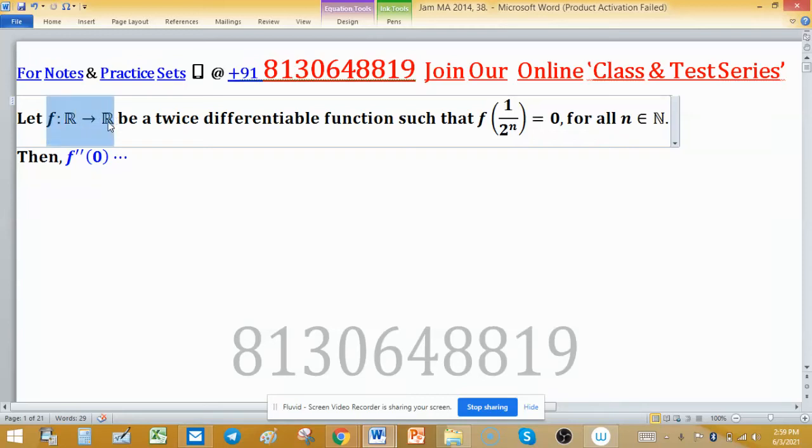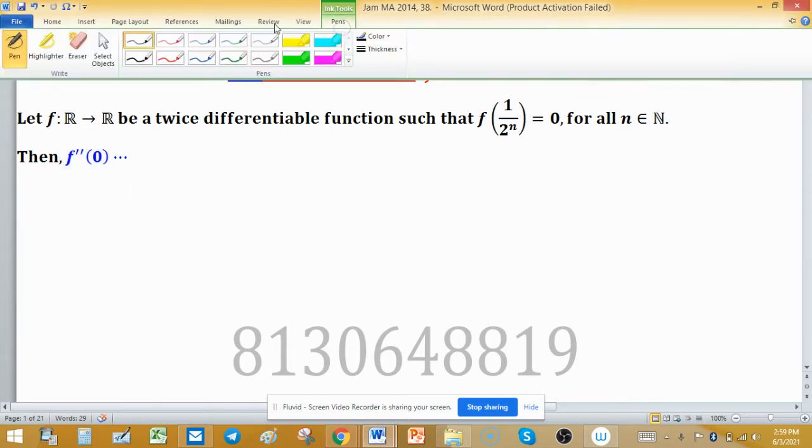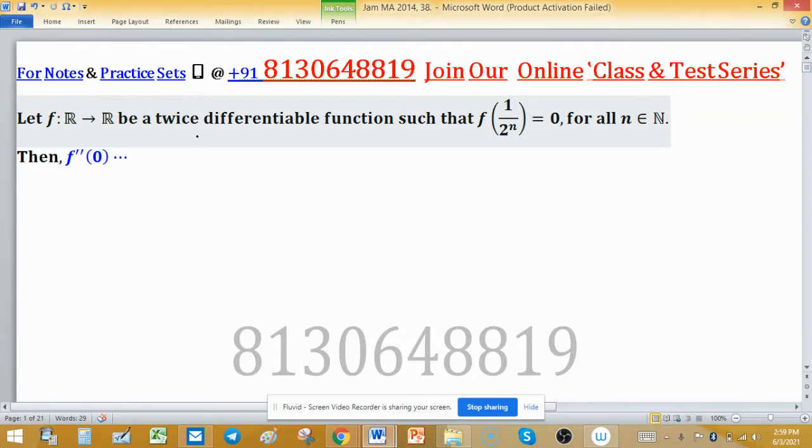Let f be a function from real to real, a twice differentiable function. This is important: twice differentiable, such that f of (1/2)^n is equal to 0, and this is true for all natural numbers. Then we have to find f double prime at 0. So what is given, and what is the importance of a twice differentiable function, you will see here.